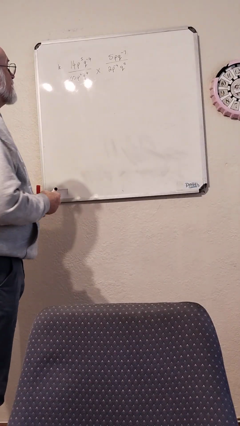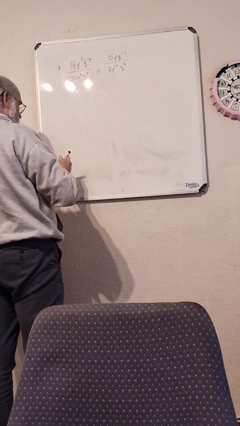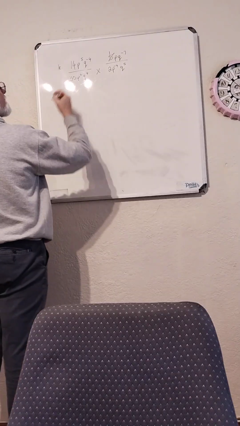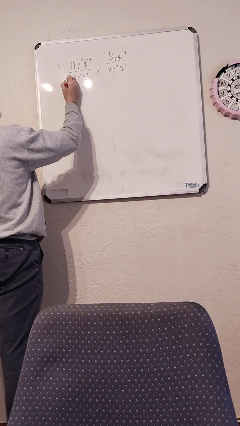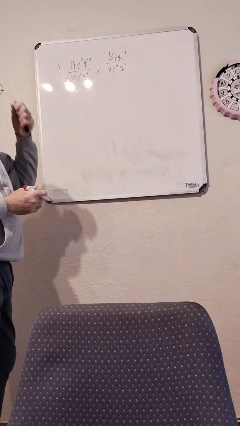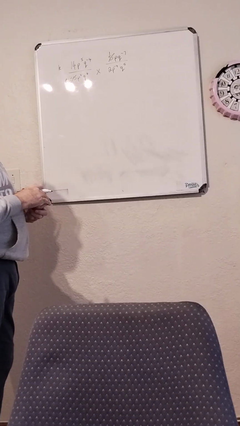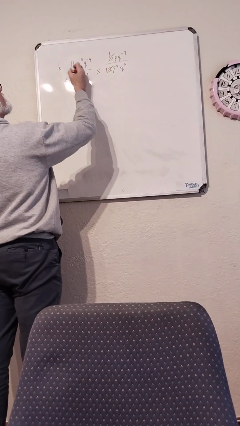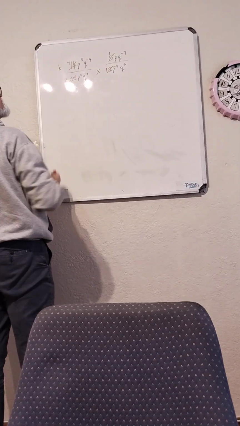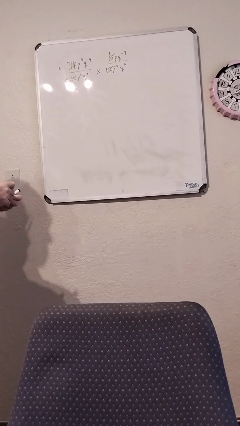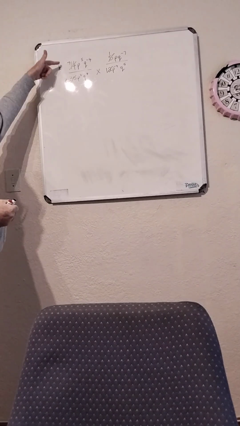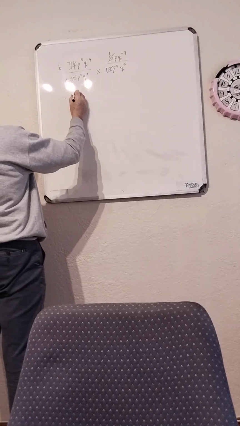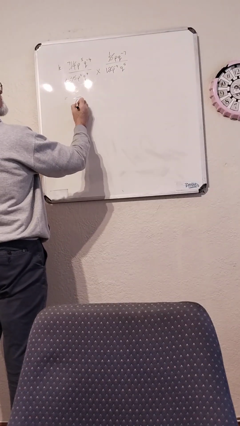So 5 can go into 5 once. Good. That's going to take the 5 out. So we've got a 1 there. And then 6 goes into 36 times. Good. Anything else? 2 can go into 2 once. Good. And then 2 can go into 14 7 times. And then 7 is a prime number, so there's nothing that can cancel between the 7 and the 6. So I know I'm going to still have a fraction of 7 over 6.